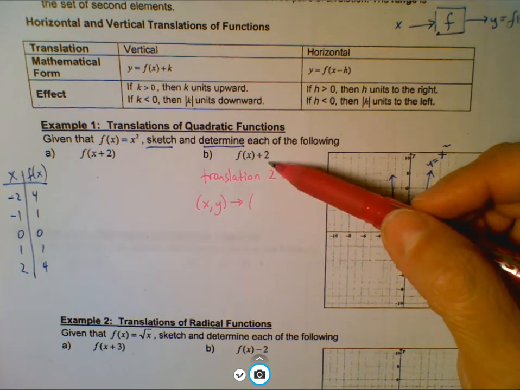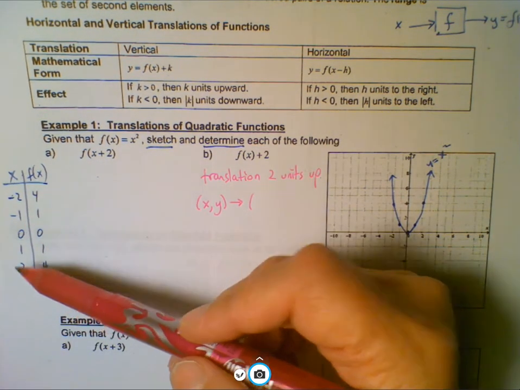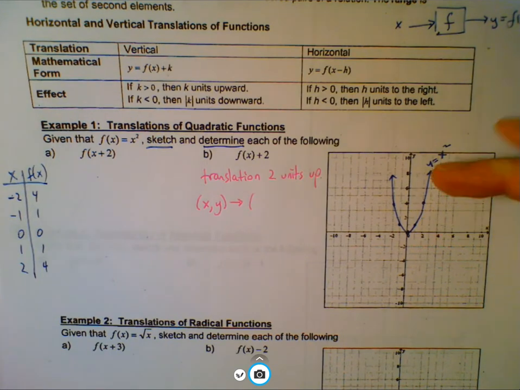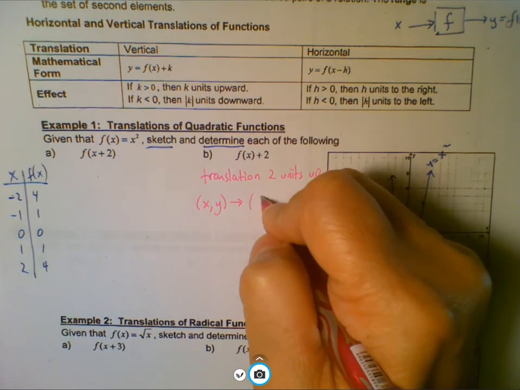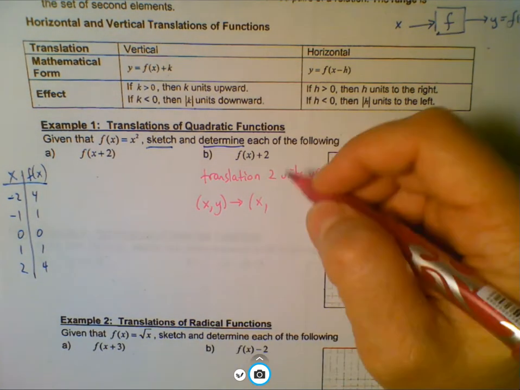When we translate this entire thing up, what happens to the x coordinates? Nothing, right? They stay the same. What happens to the y's is that each y, we're going to add 2 to it.